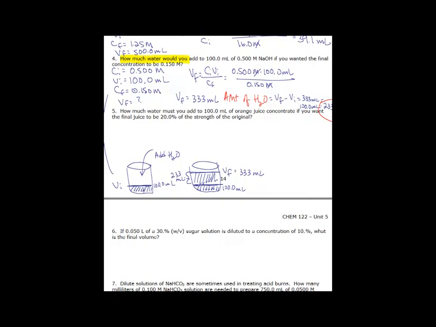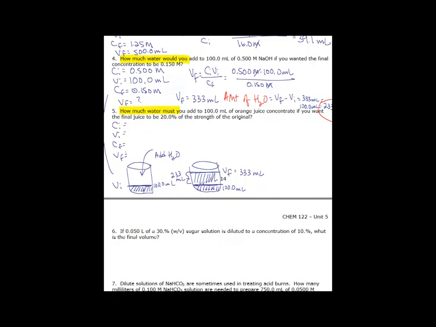Number 5 is another one that asks you for how much water. So question, how much water must you add to 100 milliliters of orange juice concentrate if you want the final juice to be 20% the strength of the original? I don't see 3 numbers there. She's lying to us. All the information you have is there to solve this dilution problem. This is a dilution problem.